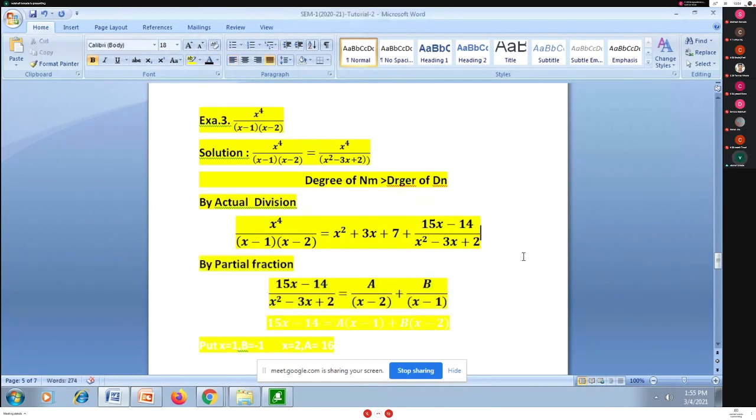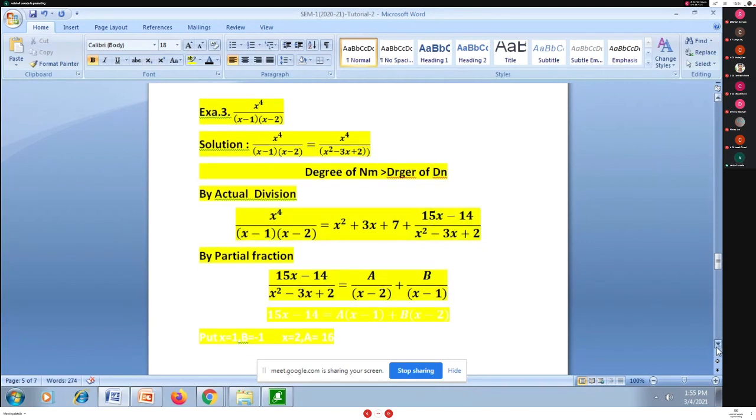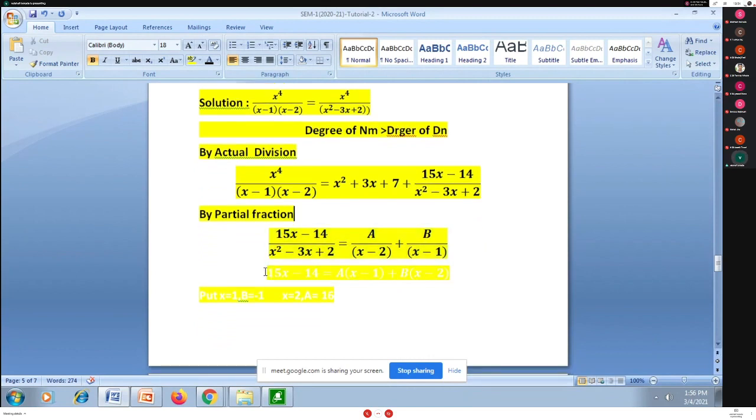You will write x square minus 3x plus 2 in terms of x minus 1 and x minus 2, with A and B. See, I wrote this term separately. I have to proceed for partial fraction here separately. And what I'm writing is 15x minus 14 is equal to A into x minus 1 plus B into x minus 2. This is a separate calculation I'm going for. And what I'm doing is equating the linear factors, both the linear factors equal to 0, substituting x is equal to 1.